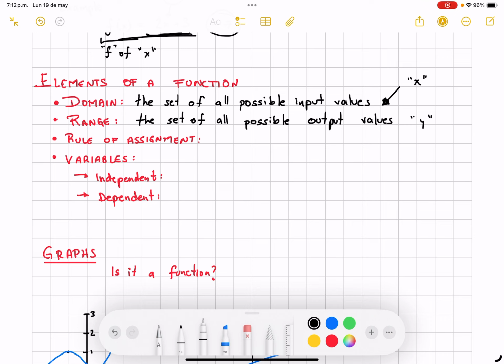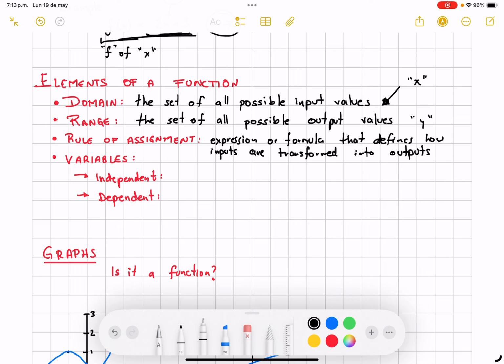All right? We need the rule of assignment. What is the rule of assignment? The rule of assignment is an expression or formula that defines how inputs are transformed into outputs. All right.